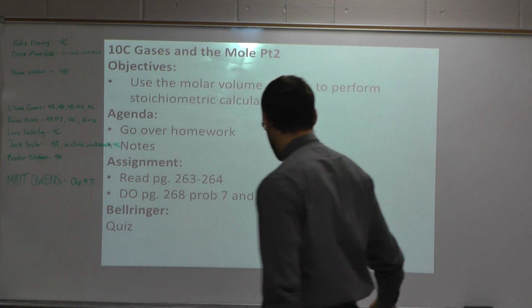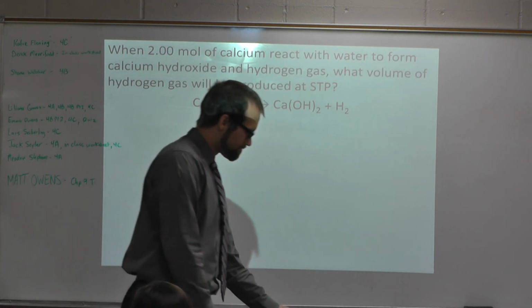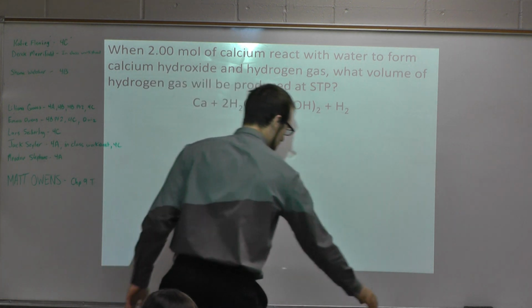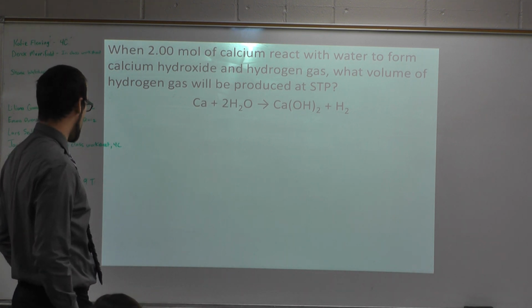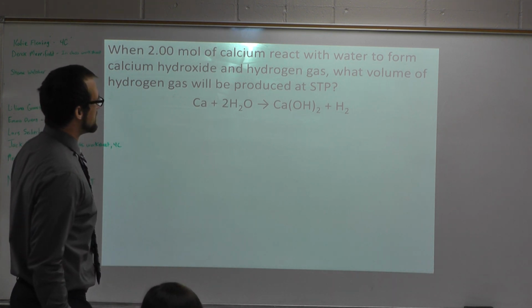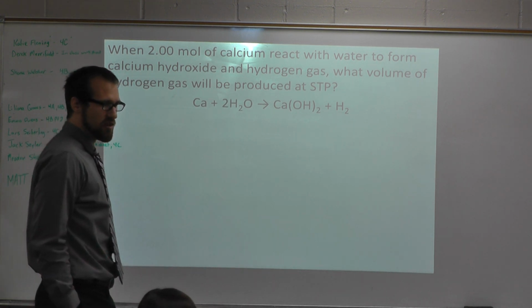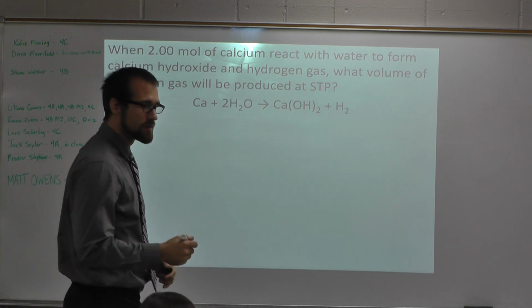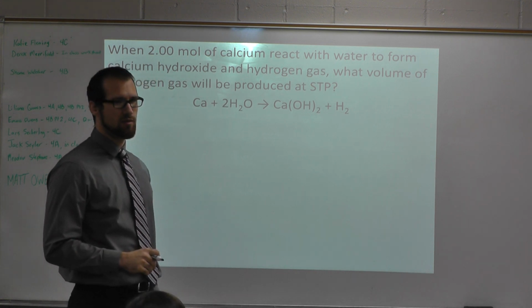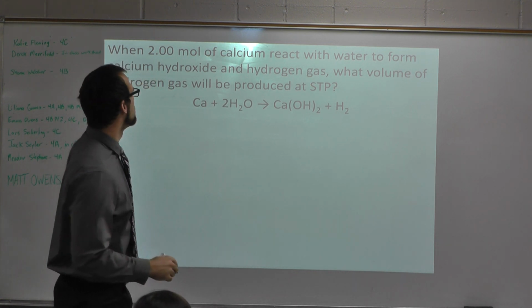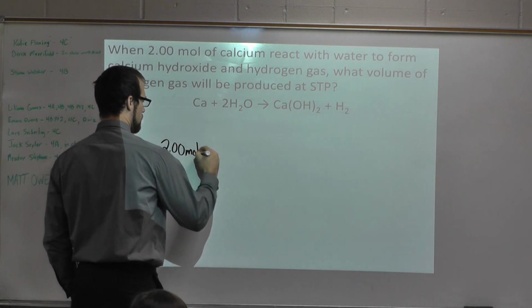Okay? So let's do our first problem. Two moles of calcium react with water to form calcium hydroxide and hydrogen gas. What volume of hydrogen gas will be produced? What is the first thing we should do? Is it the volume of gas at STP? Just kidding. Start with moles of calcium, what you have been given. And then you're gonna do mole to mole.